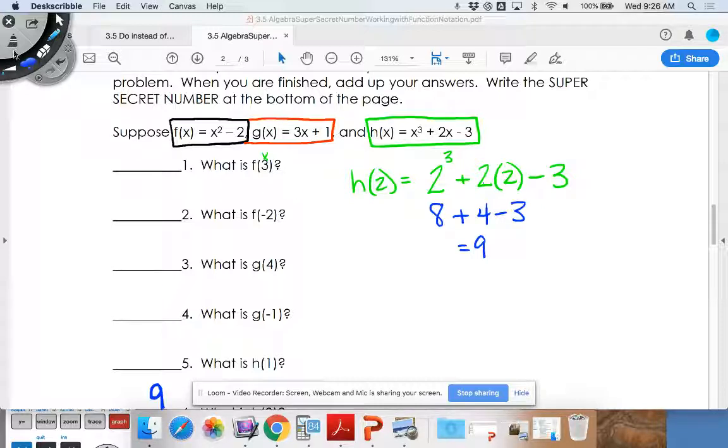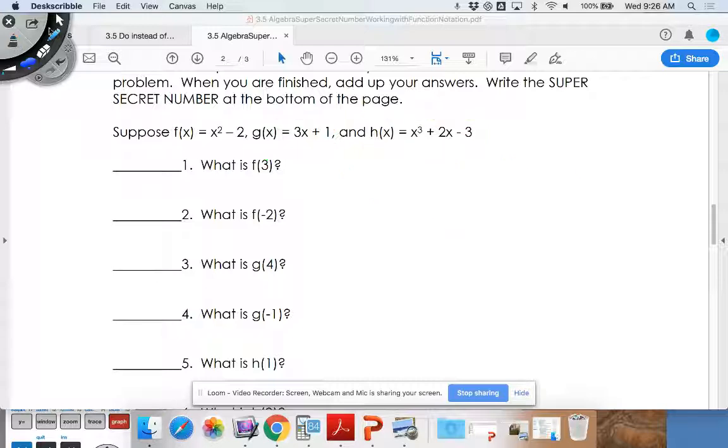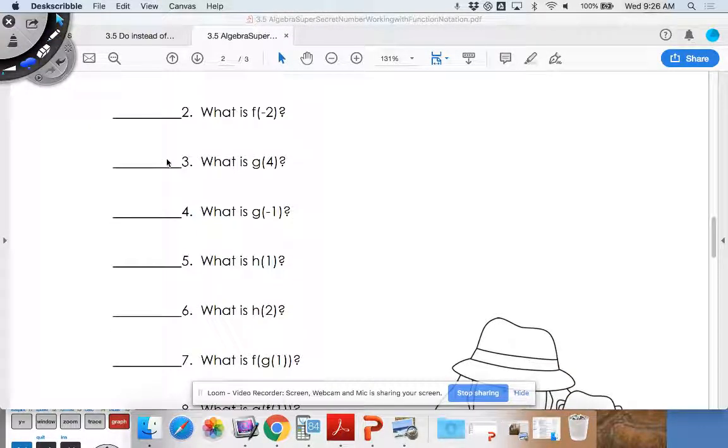Now let's talk about some that are a little bit even weirder. Okay. So go to number 7. Number 7 says, what is f of g of 1? So when you see something like this, we go from the inside out. So what we're going to do first is we're going to do g of 1. So g of 1 means I'm going to use the g function, 3x plus 1, but instead of putting an x, I'm going to put a 1 there.